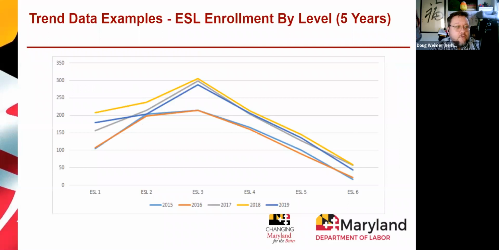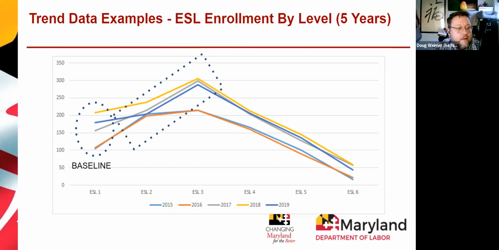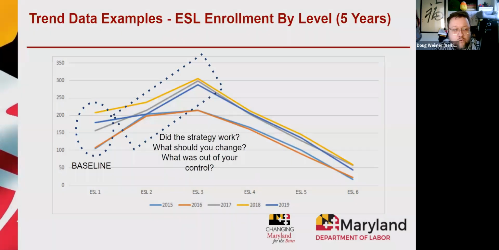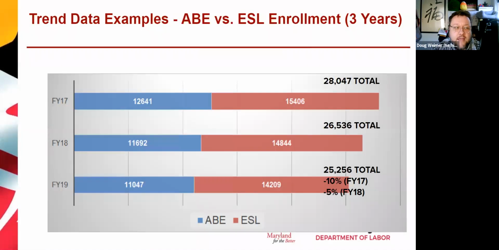Just to give you some really quick examples, here's a trend data chart on ESL enrollment by level. Here's my baseline where I started, and then I saw it increased. Did the strategy work? What should I change? Was it out of my control? Here's some data on comparing ESL to ABE enrollment. We see the total enrollment has gone down, but we see that the ESL enrollment has maintained steady while the ABE enrollment has decreased.